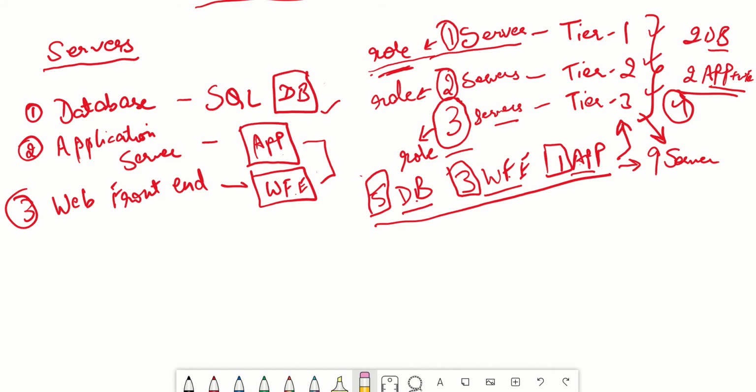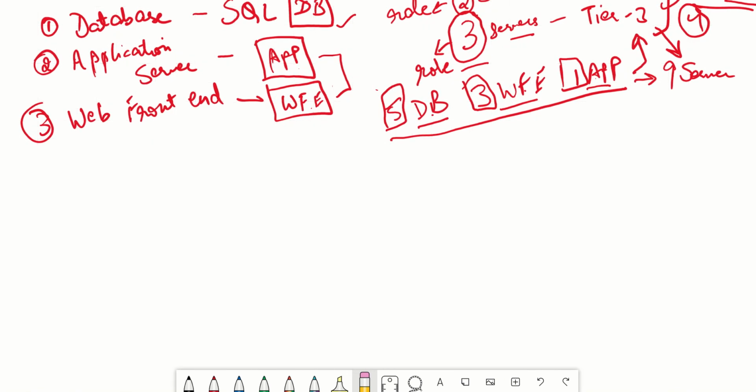Now let's move ahead. The next thing which we are going to talk about on servers is, so this defines our servers. Now let's talk about the types of servers. Okay. Now what we have is the first categorization of server, that is our database server.